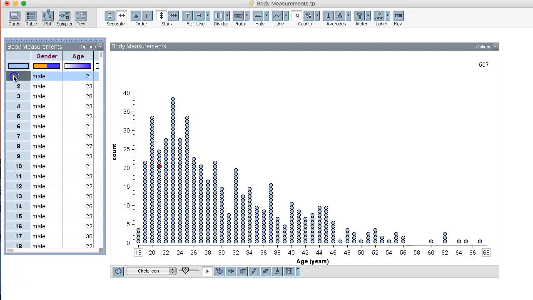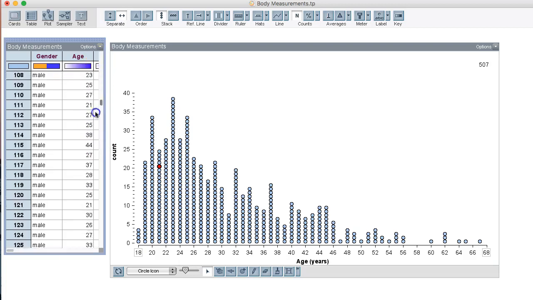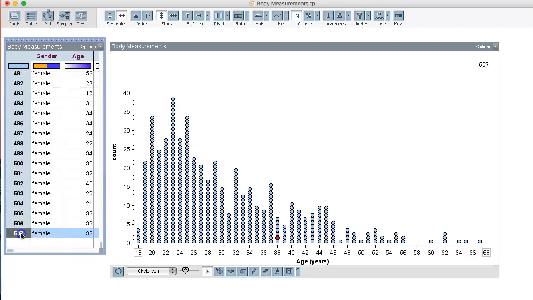The first person listed in the spreadsheet is a male who is 21 years old, and we can see him right here as part of this stack of individuals at 21. The last person in the spreadsheet, let's go down and find that person, is a female, and she's 38 years old, so she is part of the stack of dots at 38.